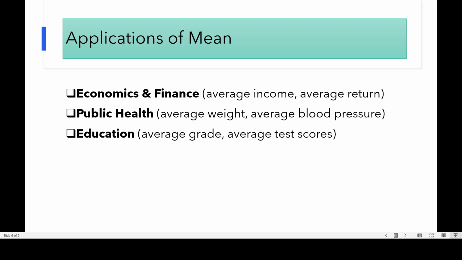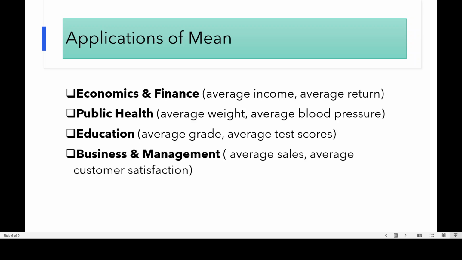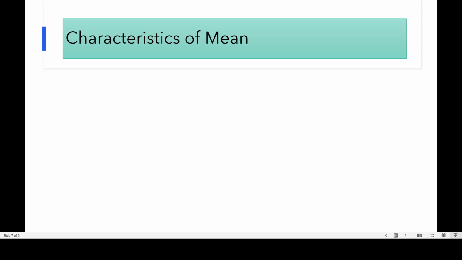In business and management, cost per unit, quarterly profits, and market price trends can be calculated by using the arithmetic mean. In sports, we can use the arithmetic mean for average points scored by a player or team, average goals scored per game. There are different characteristics of arithmetic mean.